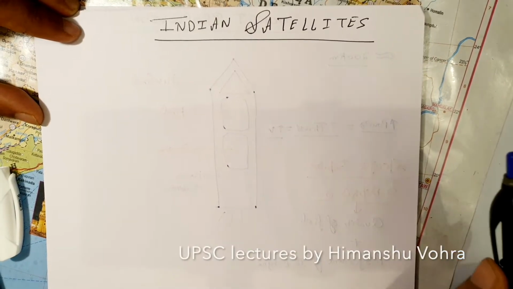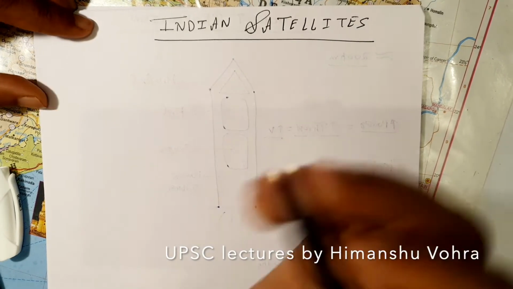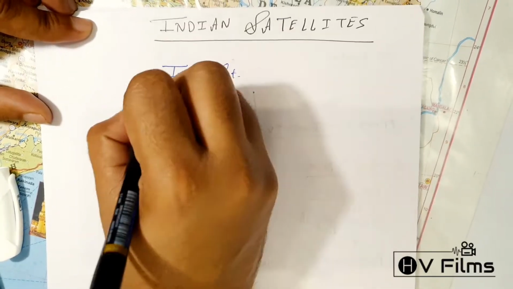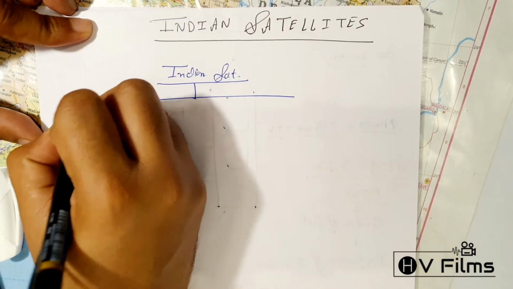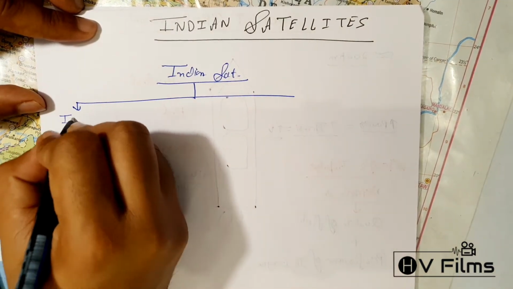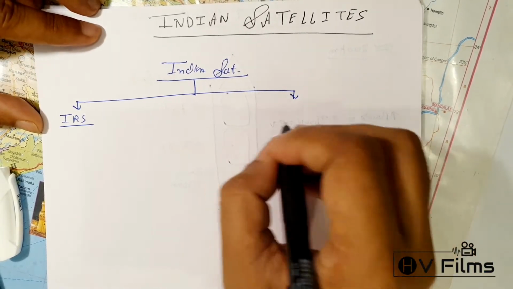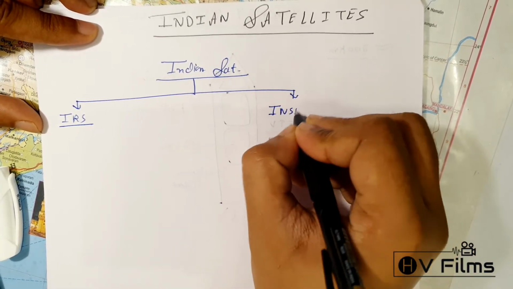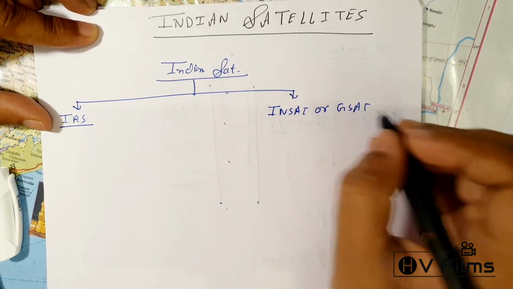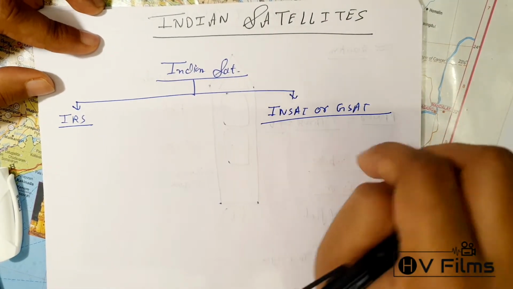Everyone, in this lecture we will discuss the Indian satellites. The Indian satellites can be divided in two parts. The first one is what we call the Indian Remote Sensing Satellite, an IRS. And the other one is the Indian National Satellite, that is the INSAT, or what we call a GSAT. Now, let's learn the difference between both of them.